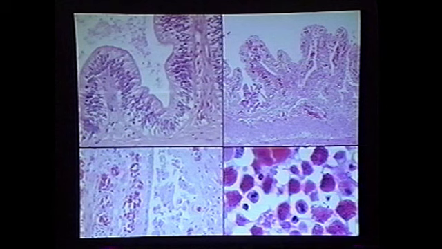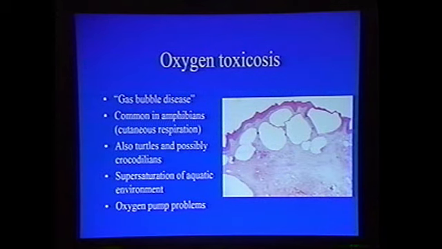Fenbendazole toxicosis can also be associated with necrosis of bone marrow. Note the individual necrotic cells in the myeloid series. Oxygen toxicosis, or so-called gas bubble disease, is common in amphibians, but also occasionally occurs in turtles and possibly in crocodilians. It's usually associated with supersaturation of the aquatic environment because of oxygen pump problems.